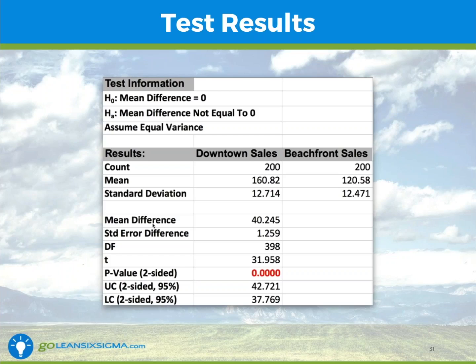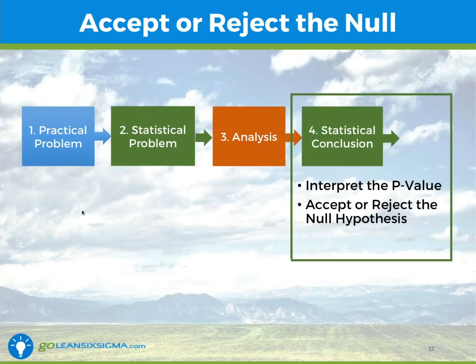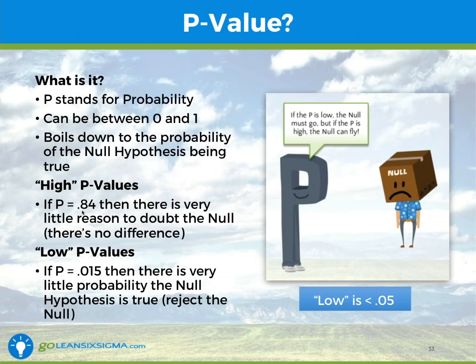So we look at the count. We know that there was 200 days of sales from each location. It says the mean displays the average sales for the downtown versus beachfront. But we're most interested in this p-value that is highlighted in red for us. So let's figure out what that means. And that is this phase of the process, which is the statistical conclusion. This is where we interpret the p-value and we accept or reject the null.